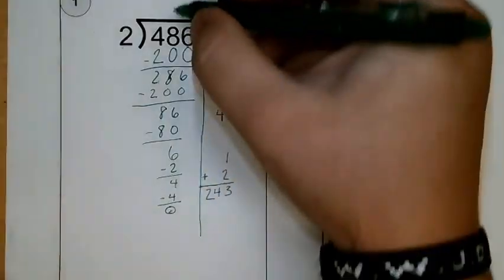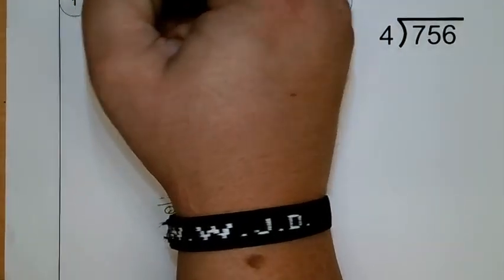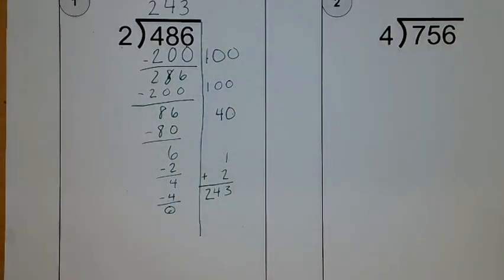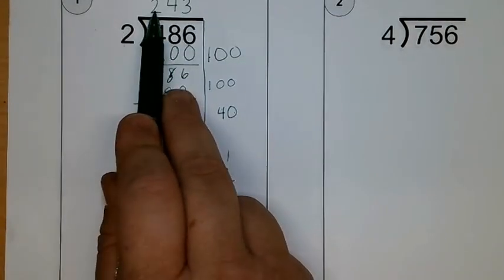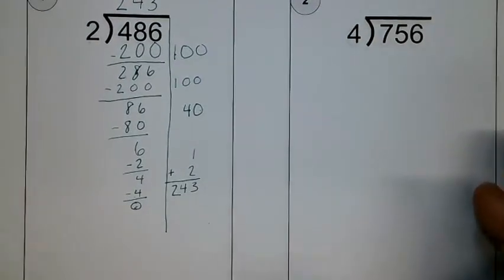So my final answer, and I write it up here, my final answer goes up here. My final answer is 243, all right? 243. So 486 divided by 2 is 243. We're starting off a little easy. We'll work our way up a little bit more.